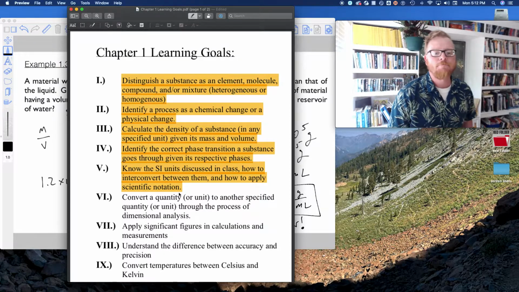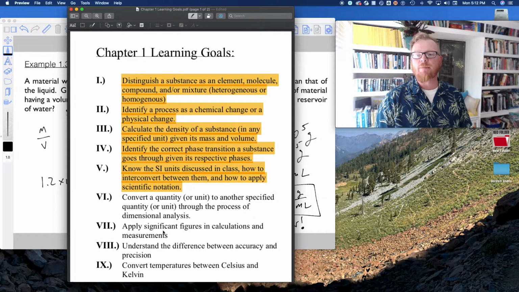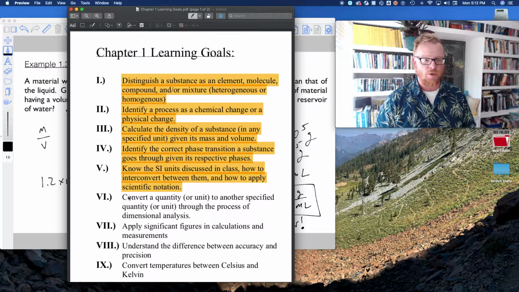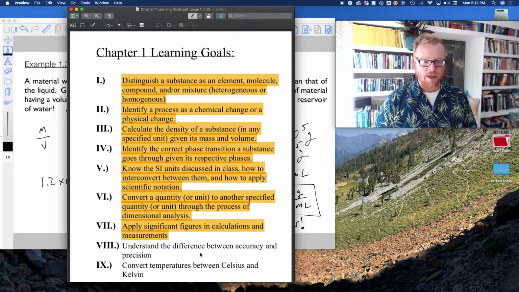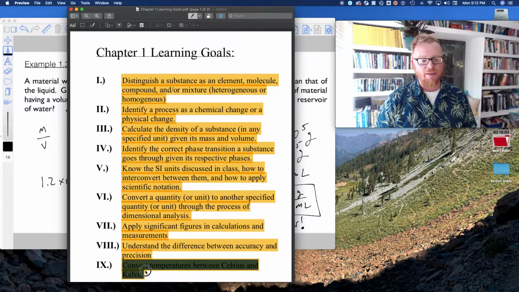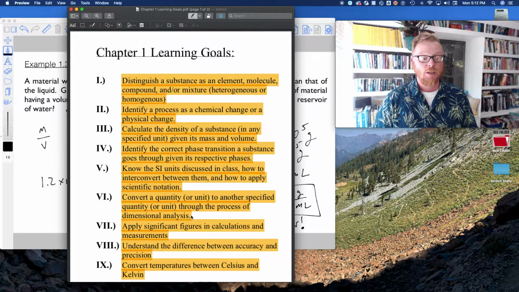Convert a quantity to another specified quantity through the process of dimensional analysis. Again, my process is to go down, up, down, up, down, up. We definitely did that. Apply significant figures in calculations and measurements. We talked about that, and the difference between accuracy and precision. And finally, be able to convert between Celsius and Kelvin. I didn't give you an example, but you can see it's a pretty straightforward formula. So we got through all my learning goals.